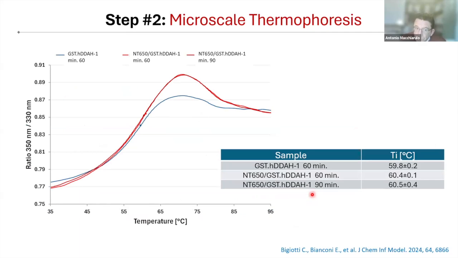And to confirm that, we run experiments to assess the thermal stability of the unlabeled and labeled protein with the fluorescent tag, determining the inflection temperature, that is the melting temperature. We can see that both the unlabeled protein and the labeled protein at different incubation times show basically the same inflection temperature, meaning that the labeling does not affect the structure of the protein.